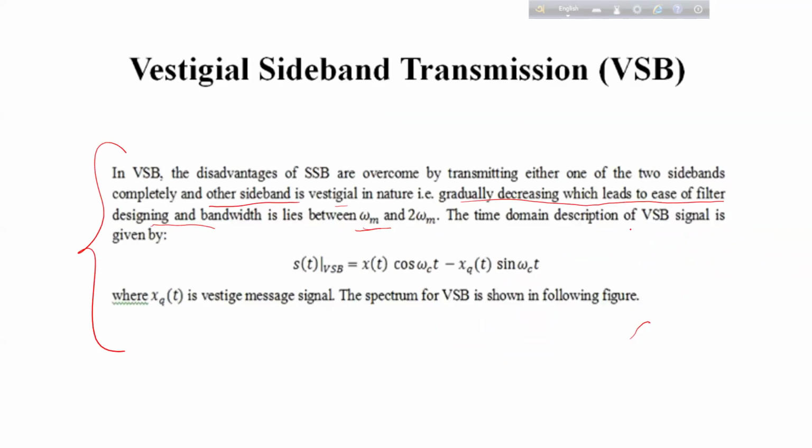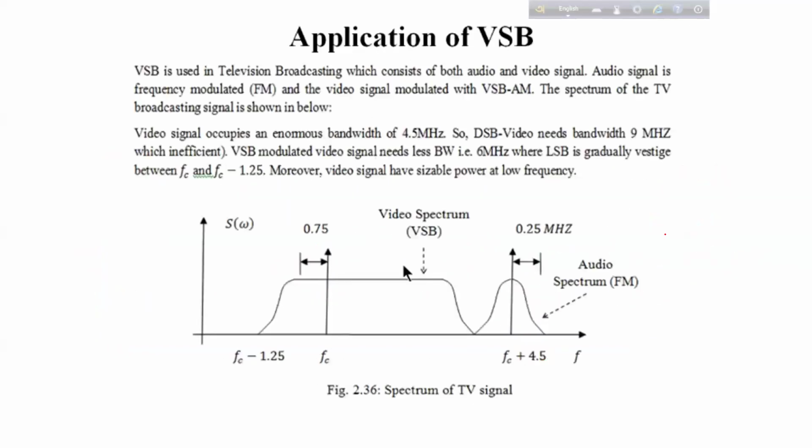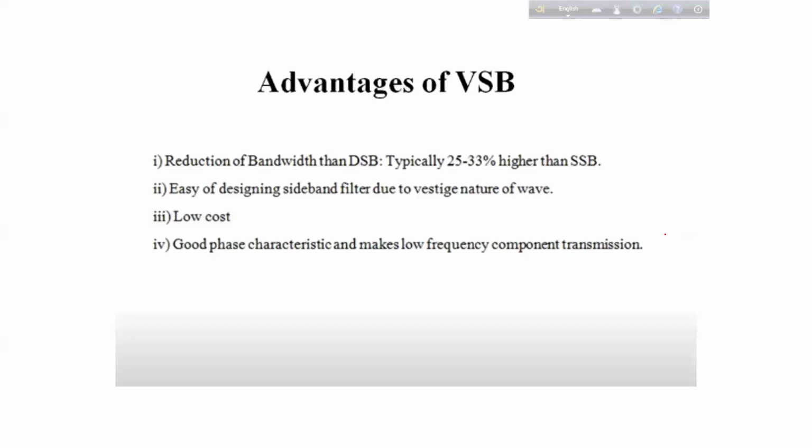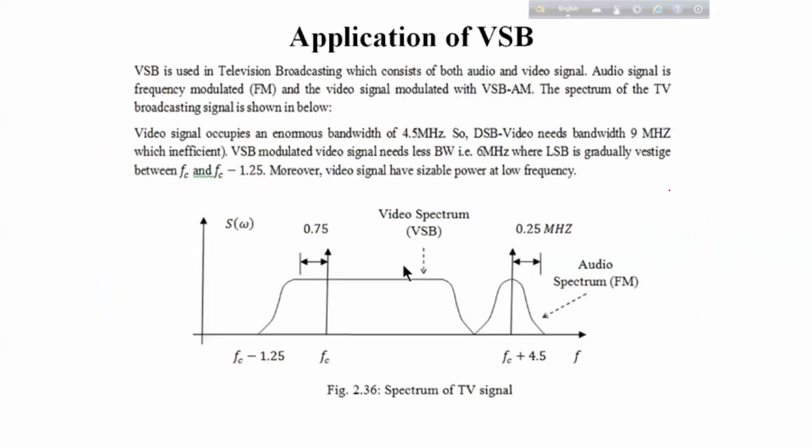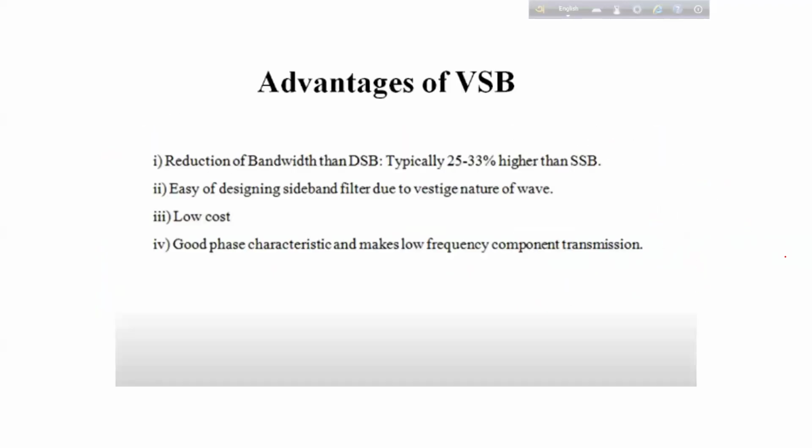The time domain description of the vestigial sideband signal is given by this equation. Here x_q(t) is the vestige message signal. The spectrum of this vestigial sideband is shown in the following figure. Using this signal, the lower sideband will automatically decrease. Now this is the application of VSB. This is self-study; you can see this slide at home.